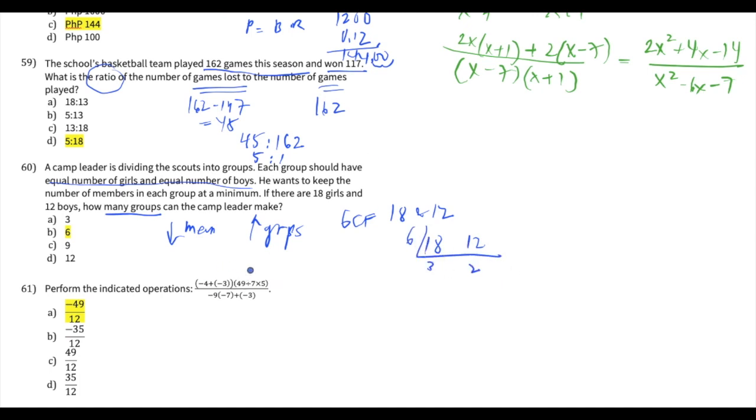Perform the indicated operations. So, here we have negative 4 plus negative 3. That's equal to negative 7. 49 divided by 7, that's equal to 7 times 5, that's equal to 35. Negative 9 times negative 7, that's equal to positive 63, plus negative 3 or minus 3, that's equal to 60. So, we have negative 7, 35 over 60. Divide by 5 is equal to 12. This one is equal to 7. So, we have negative 49 over 12, or letter A.